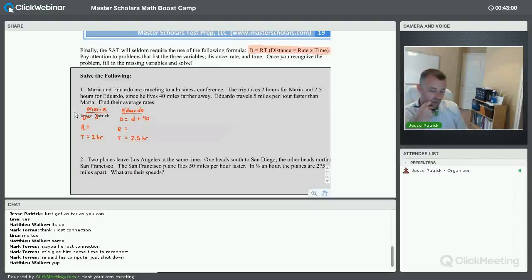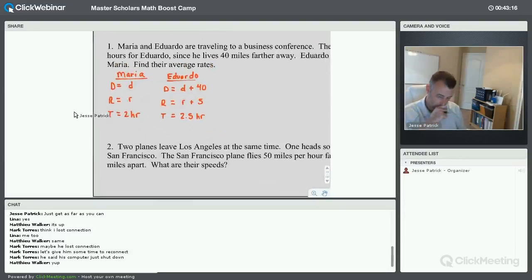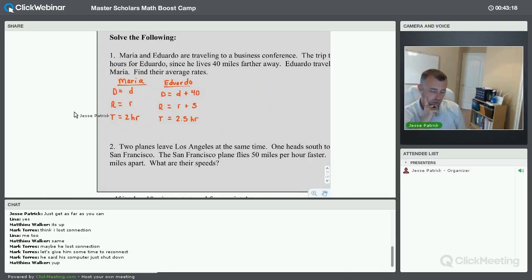Next, they said Eduardo travels 5 miles per hour faster than Maria. So do the same concept here. We don't know how fast Maria goes, but we know Eduardo's 5 miles per hour faster. So we're going to call this a rate, let's call it R. But this would be R plus 5. So I have now two sets of values.